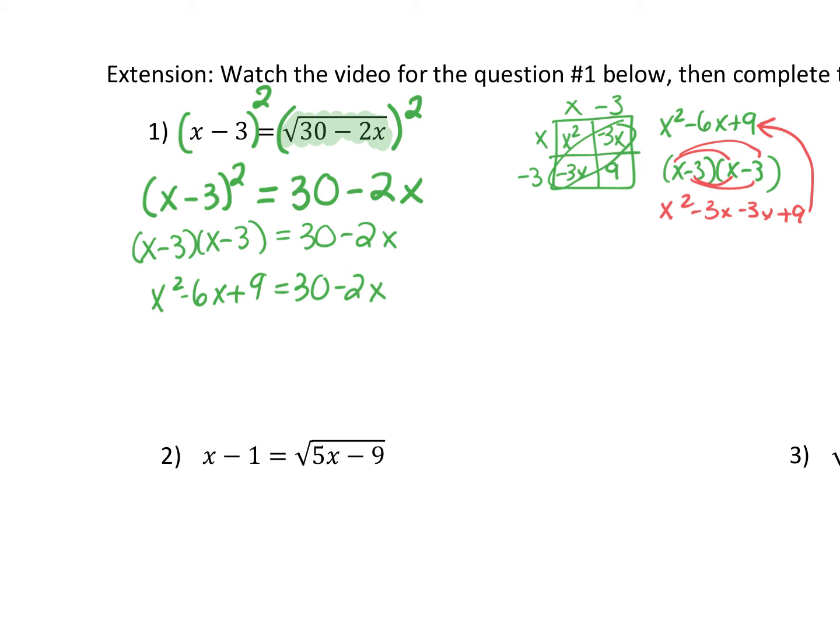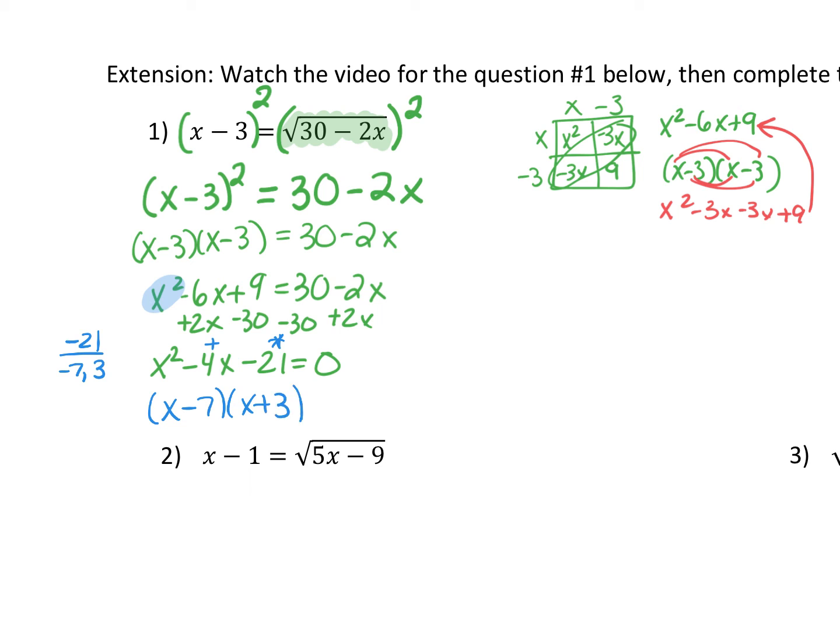Now this is a quadratic equation, and I know that because I have an x squared term. So when I have a quadratic equation, I want my equation to be equal to 0. So I'm going to move over my terms that are on this side to this side, so that way I can factor this. Now I want to find two terms that multiply to negative 21 and add to negative 4. So if they multiply to negative 21 and add to negative 4, that's going to be negative 7 and positive 3. And so my potential solutions would be positive 7 and negative 3.